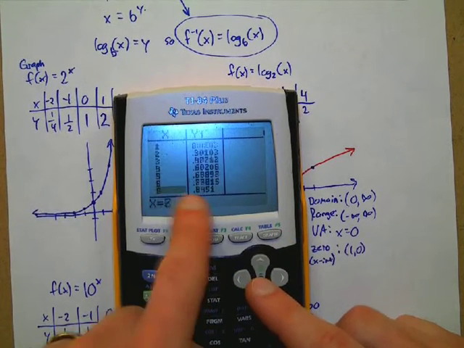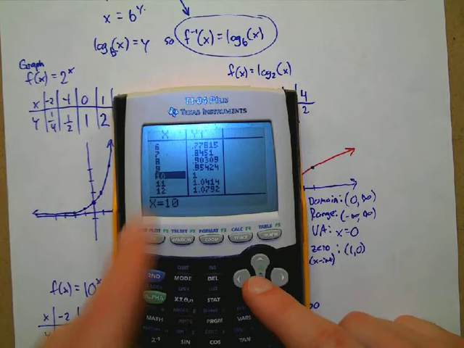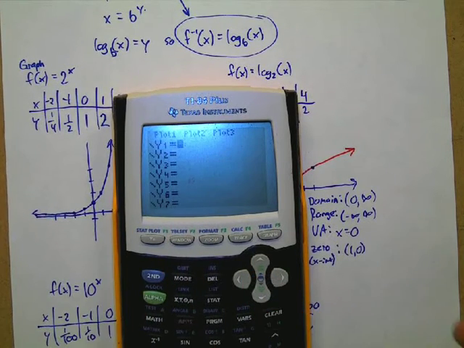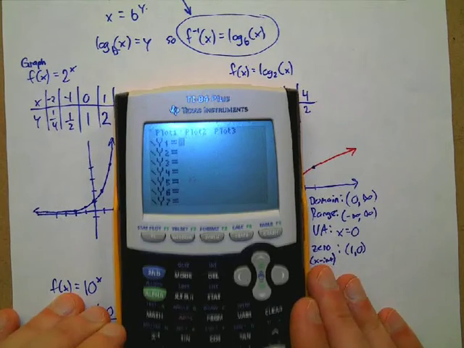Let's see here. There's 10, 1, like we said, et cetera. Alternatively, how do we graph log base 2? Well, to graph log base 2, there's a couple ways to do it. I'll show you one way here.